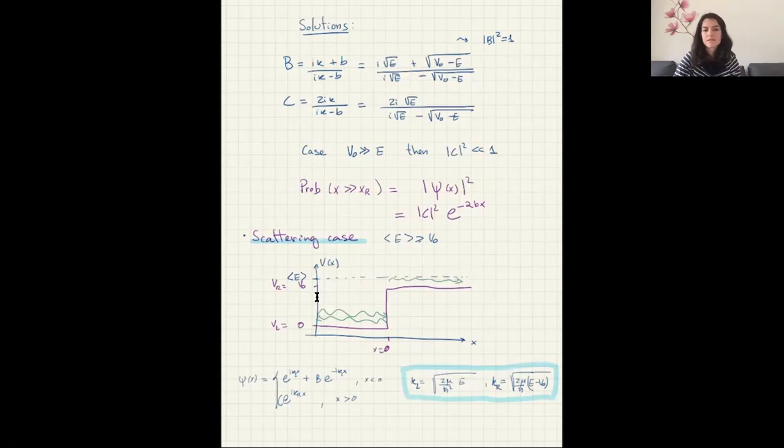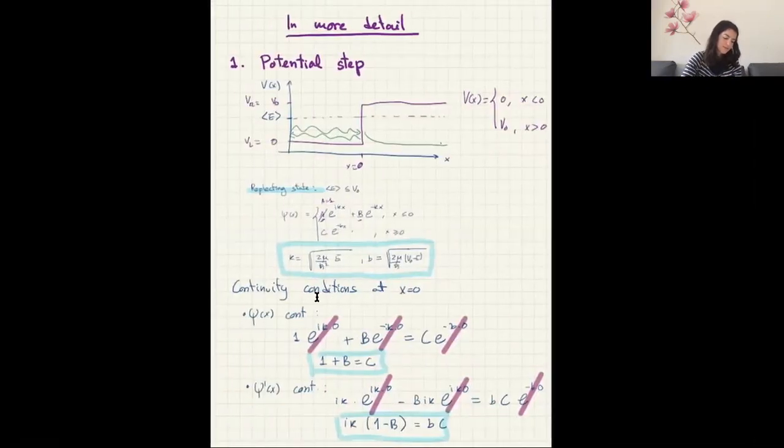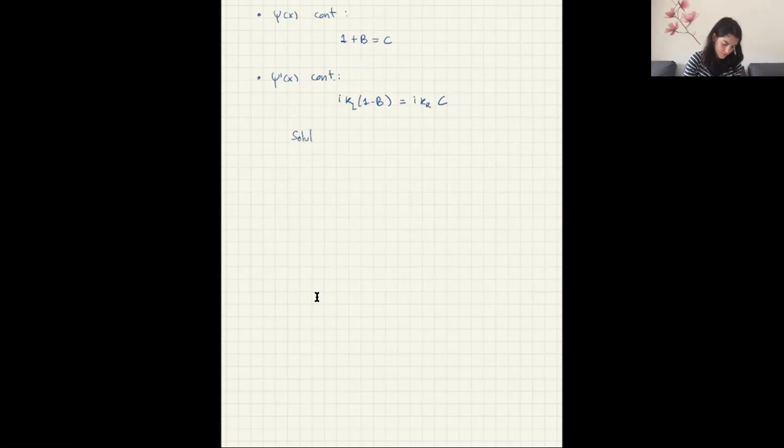Very good. So then we do again these conditions that psi of x and psi prime of x must be continuous. So psi of x continuous gives us exactly the same thing as before. 1 plus b must be equal to c. And psi prime of x being continuous. Now we have an i also on the right, but the solution overall is going to be i. Okay, and now here 1 minus b that comes from the left, it's going to be k right over k left, c. And then the solutions. Again, we have now two linear equations for two variables.